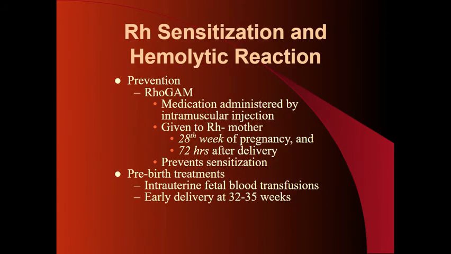There is prevention for Rh sensitization and hemolytic reaction, and the main prevention is using the drug RhoGAM. This medication is administered through intramuscular injection to all Rh negative mothers at the 28th week of pregnancy, and then again within 72 hours after delivery. If administered correctly, this can prevent sensitization of the mother.